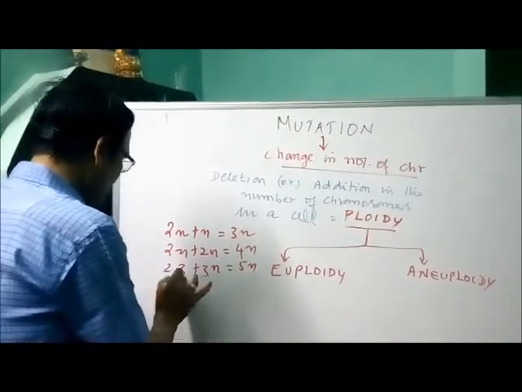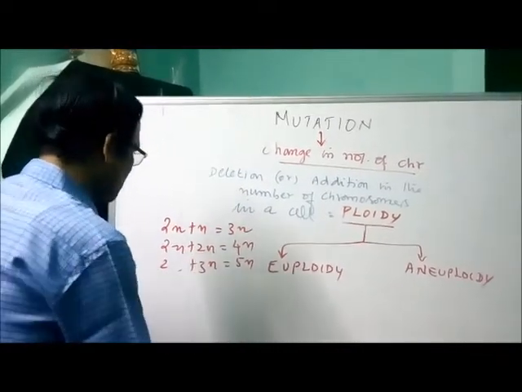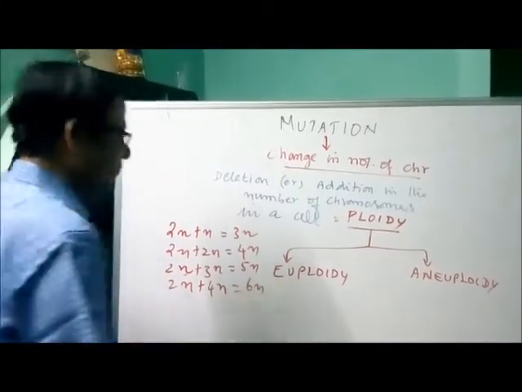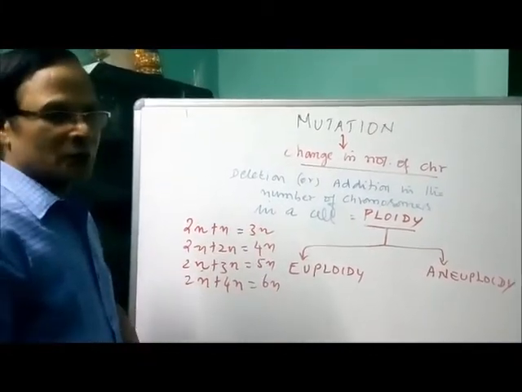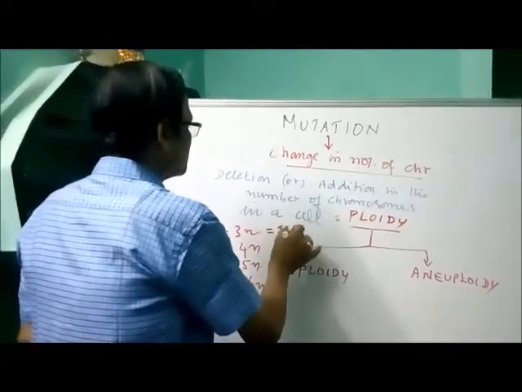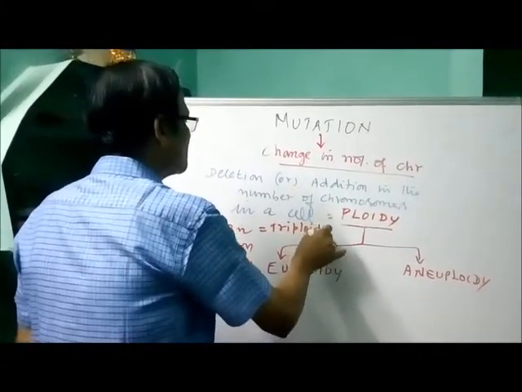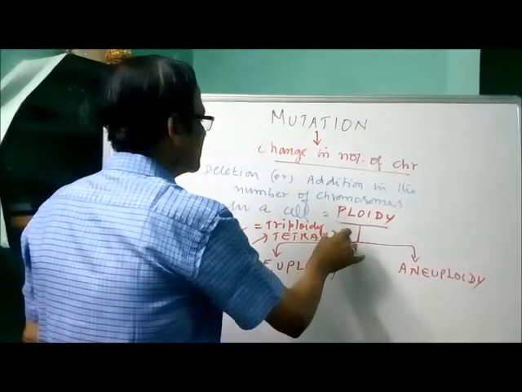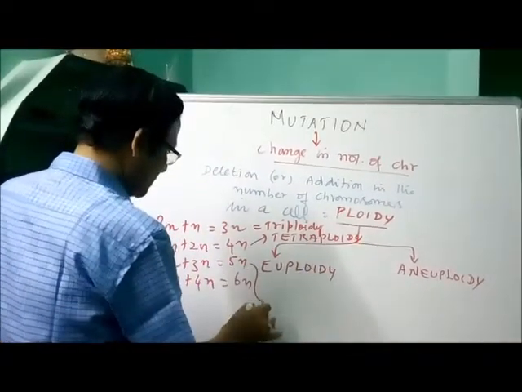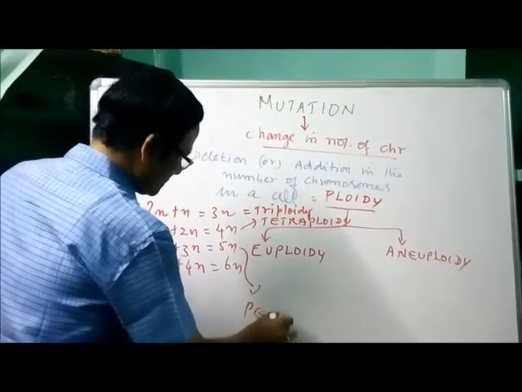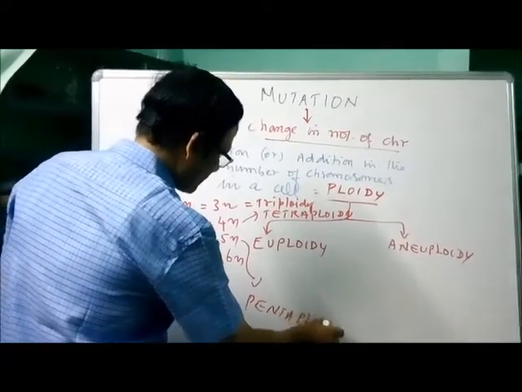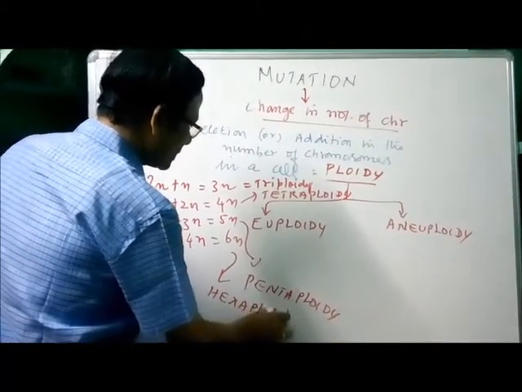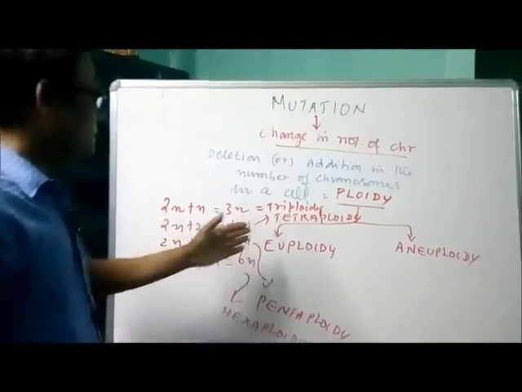If four sets are added, we get 6n. According to the number of sets, 3n is called triploidy, triploid. 4n is tetraploidy, 5n is pentaploidy, and 6n is hexaploidy.